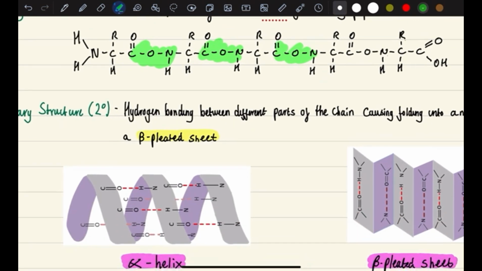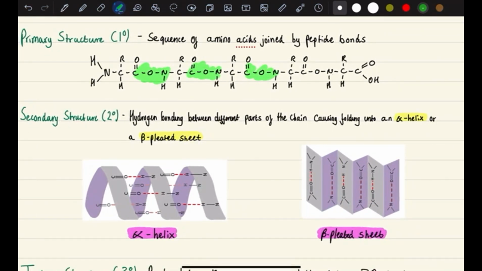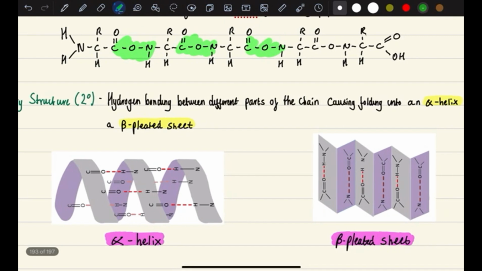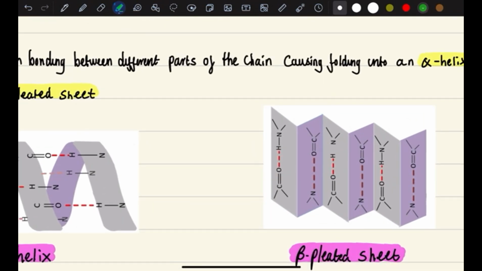Cool. Your secondary structure means that we've got hydrogen bonds forming between different parts of the chain. So it folds into an alpha helix or beta pleated sheet. Please just remember those two. You can see them in the diagram. So you can see that hydrogen bonds will form between, normally it's between oxygen and hydrogen. So those groups exist. You can kind of see them in the diagram here between a hydrogen and oxygen.